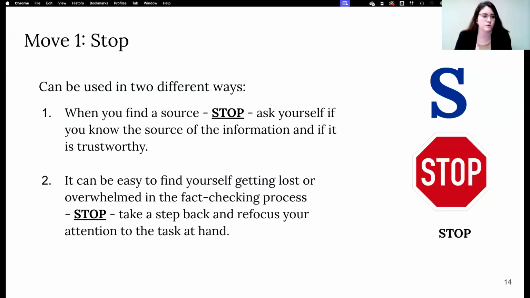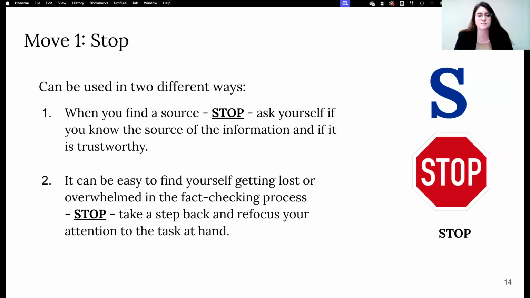Okay, so the first move, stop, serves as a reminder of 2 critical aspects. The first being before even starting to read a piece of content, you're going to want to pause, consider whether you know and trust the website or the information source. If you don't, then you're going to want to utilize these other moves to gain some more insight before engaging further.